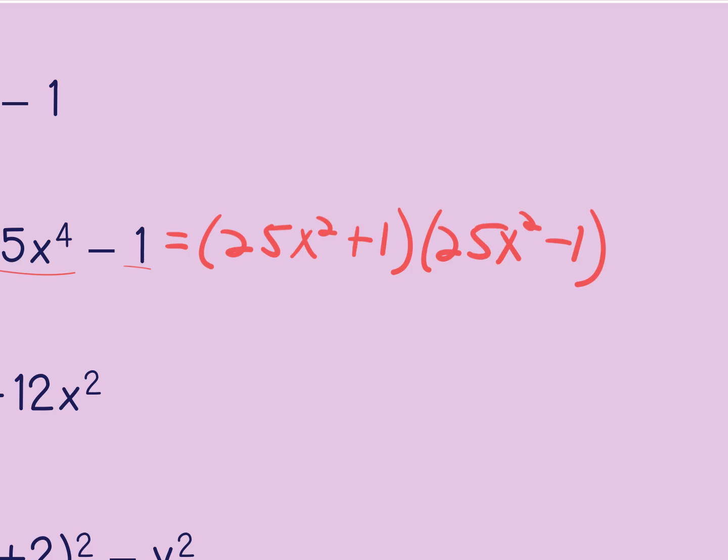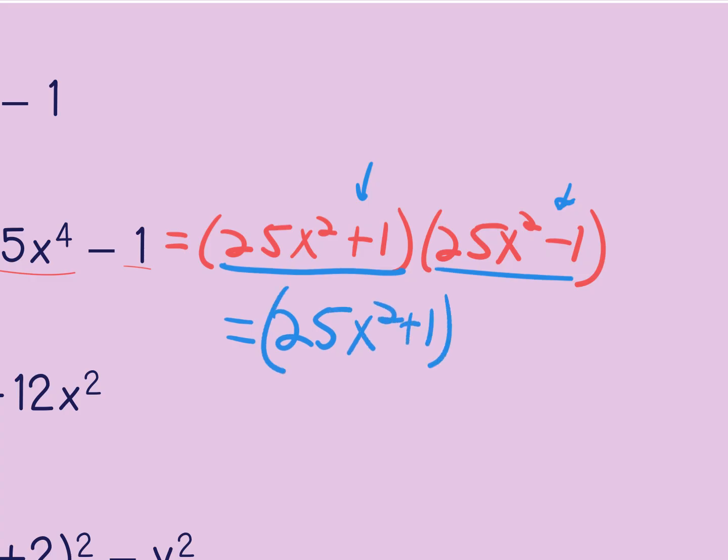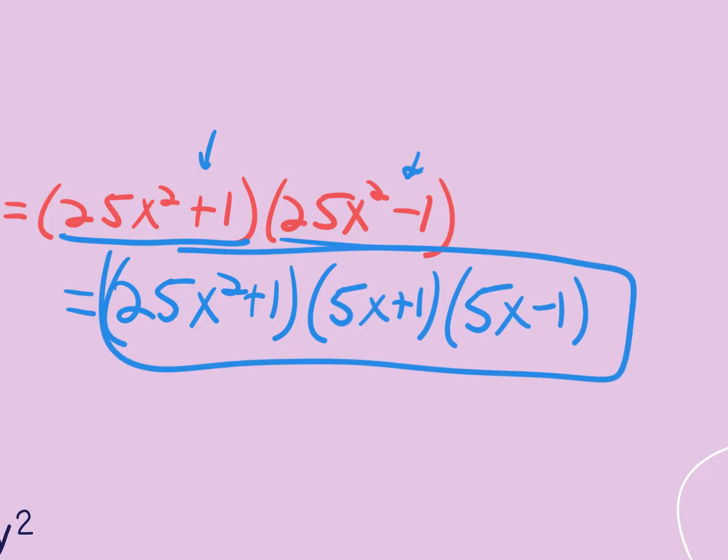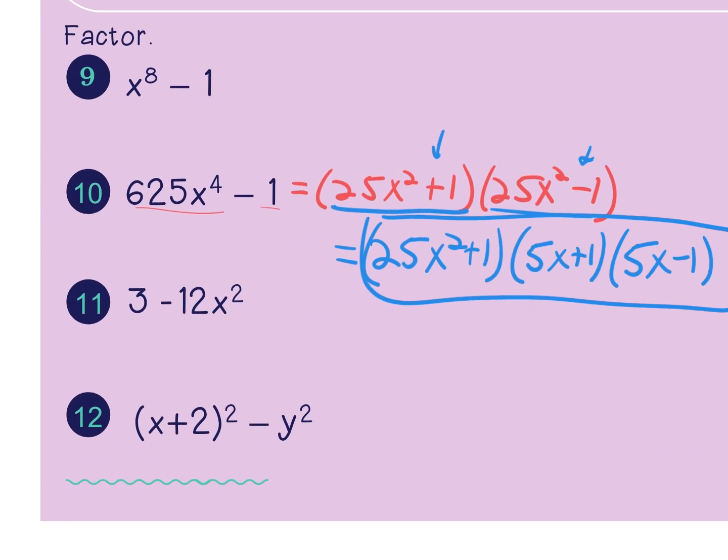So can we factor this more? Yes, we can, right? Can this one factor? No. That I underlined in blue. No, why not? There's a plus in between, right? Can this one factor? Yes, because there's a minus in between. So that means our answer is going to be 25x squared plus 1. That one didn't change. And then how would the next set of parentheses break down? 5x. Plus 1 and then 5x minus 1. Good, right? These are a difference of perfect squares. Nice.